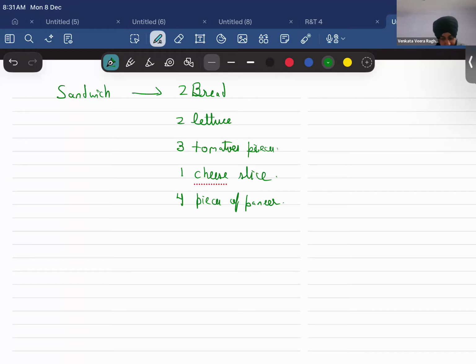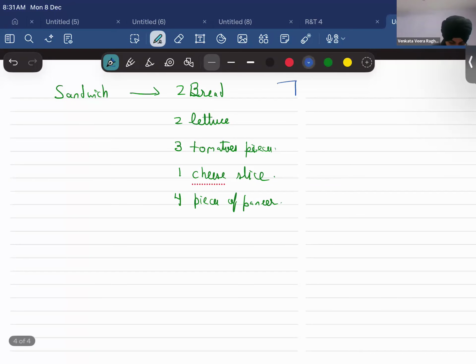Now the question is, this is all the information you require to form just one sandwich. If this amount is given to you, let's say I am giving you two breads, two lettuce leaves, three tomato pieces, only one cheese slice, and four paneer pieces. Will you be able to form a sandwich? Yes, sir, there is no problem. I can form a sandwich. There is not a single problem with this, isn't it?